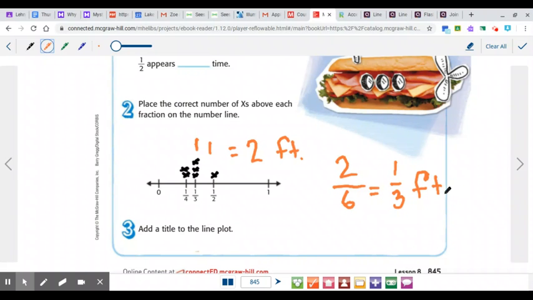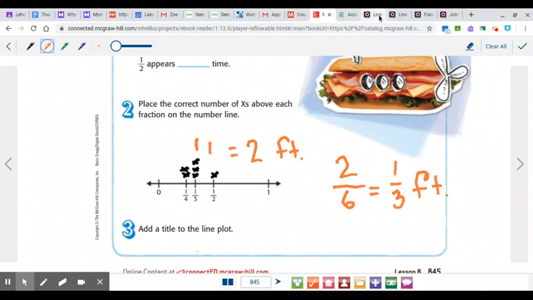But you can see here, maybe like these people are like me and I don't eat a lot, so I only needed 1/4 of a sandwich. And this person's like one of my teenage boys, they eat a lot, so they ate 1/2 of a sandwich, right? So that's okay, but if we're talking fair share, then this is what they all should have gotten. Everyone should have gotten 1/3 of a foot.